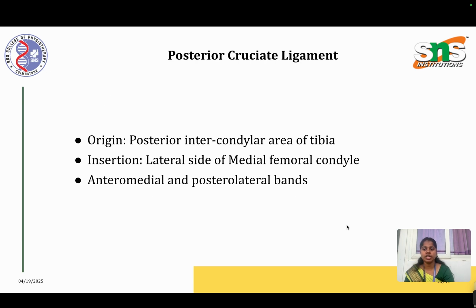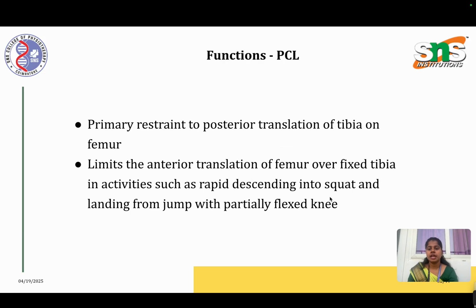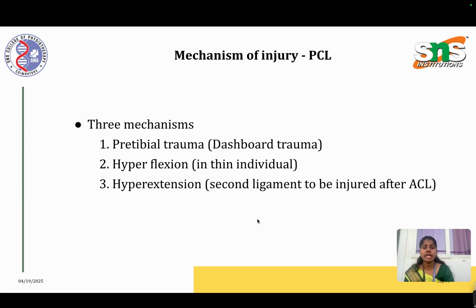Coming to the posterior cruciate ligament, it originates in the posterior intercondylar area of tibia as we have seen before, and inserts on the lateral side of the medial femoral condyle, and it has anteromedial and posterolateral bands. Its primary function is to resist posterior translation of tibia on femur, and it limits the anterior translation of femur over fixed tibia in activities such as rapid descending into a squat and landing from a jump with the partially flexed knee.